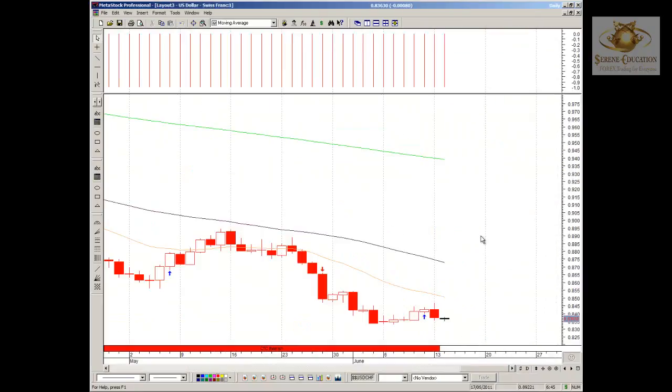Next pair is US dollar against Swiss franc. This has found a very strong support area.